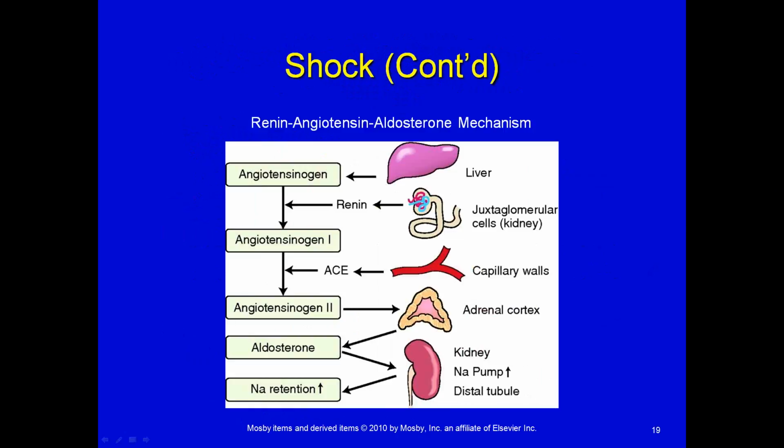Aldosterone will send a signal to the kidney and tell the kidneys to hold sodium. Don't get rid of sodium. You probably learned at some point water follows sodium. So if the body is retaining sodium, it will also retain water. And by doing so, it will keep the volume expanded.